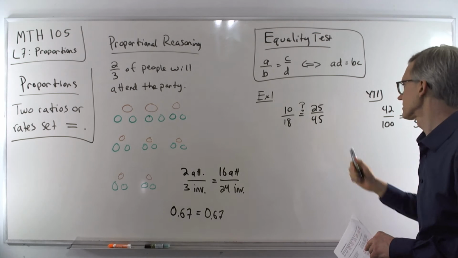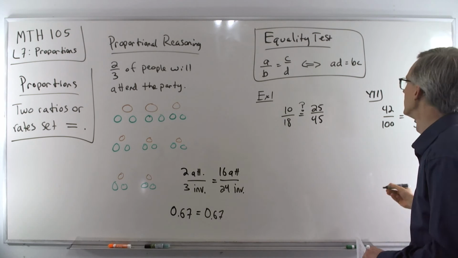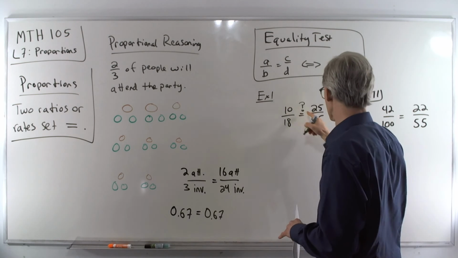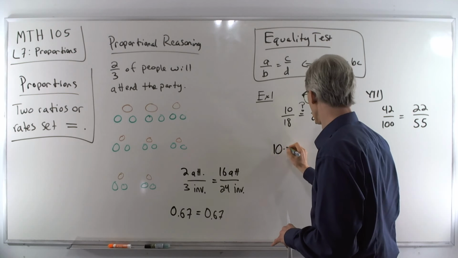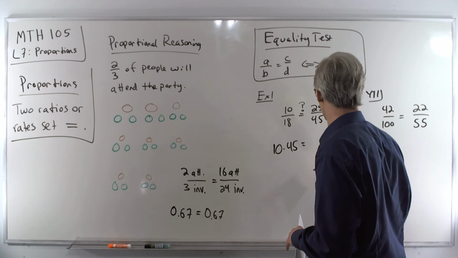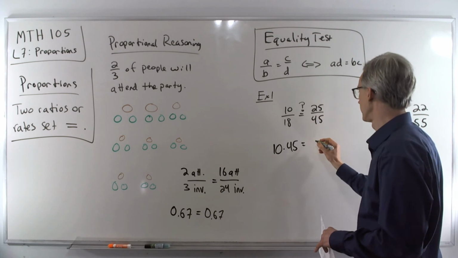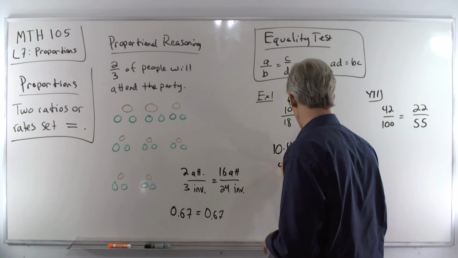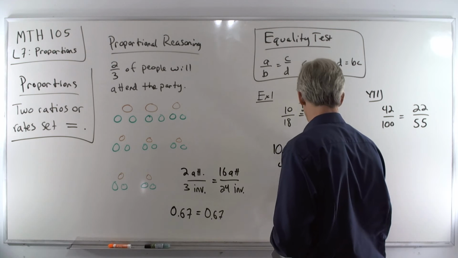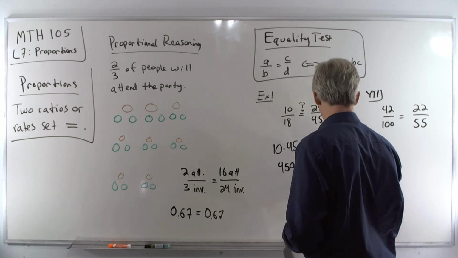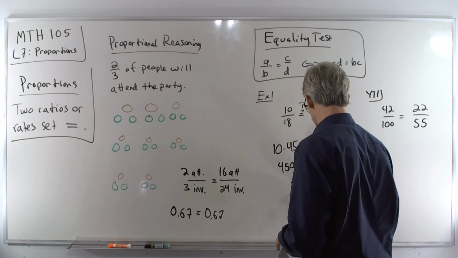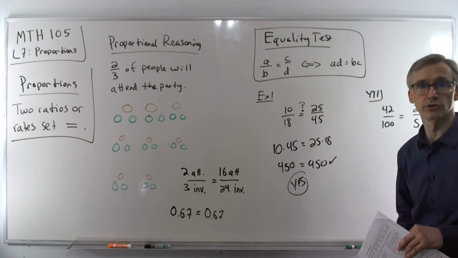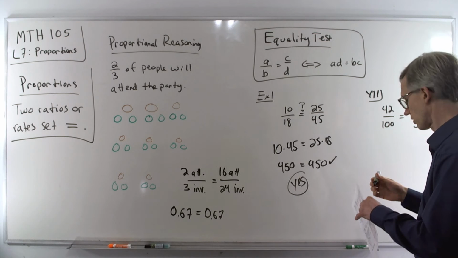So let's test this proportion here by cross multiplying. We got 10 times 45, right? And then top by bottom, 25 times 18. And on each side, that gives us 450. So that works. And yes, that means that proportion is true. All right, try this out with your turn number 1.